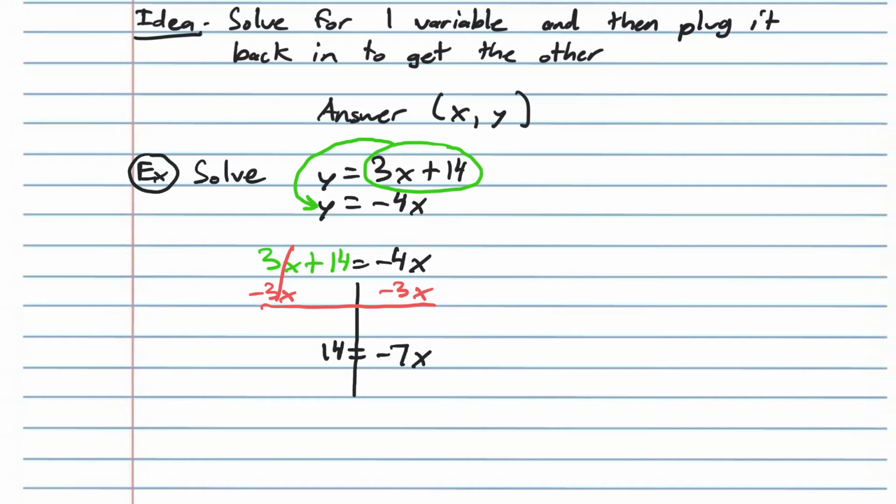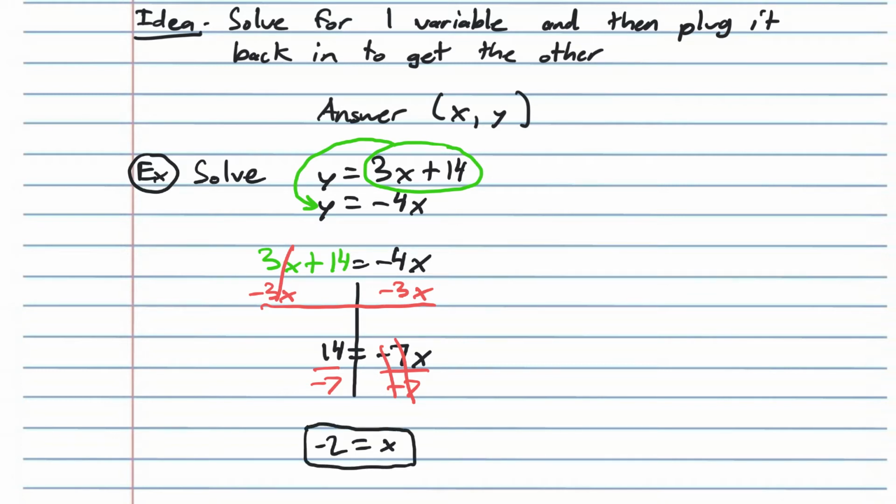Okay, now I just have to get rid of that negative 7. It's attached, so we'll go ahead and divide it to the other side. Okay, so the negatives cancel and the 7s cancel. And we get our first variable. We know x, 14 divided by negative 7 is negative 2. Okay, so that's half of our answer. Let's go ahead and box it just so we don't forget about it.